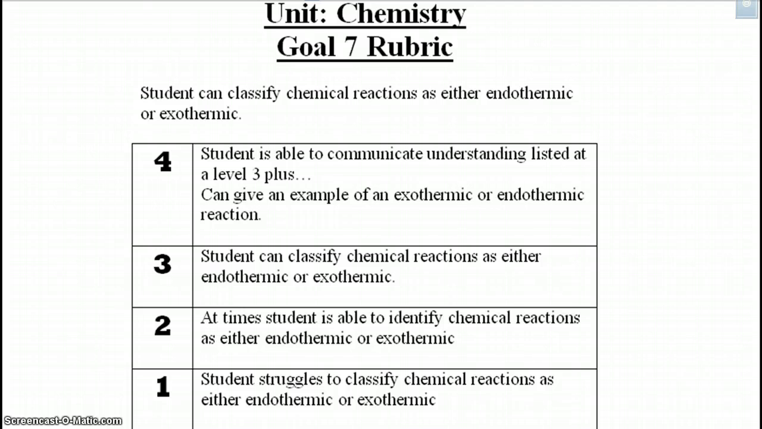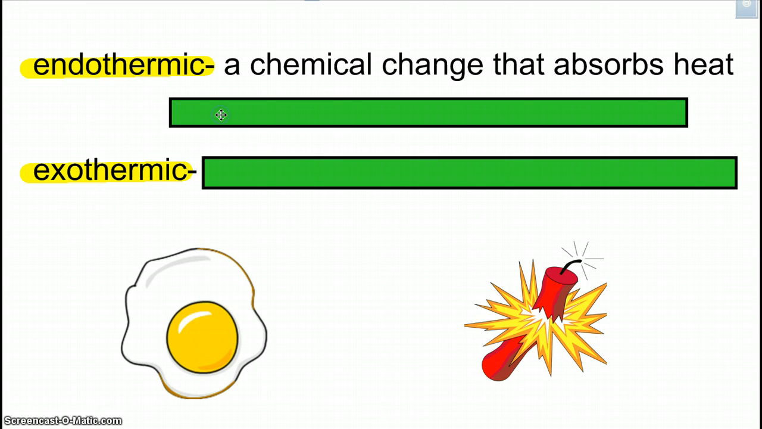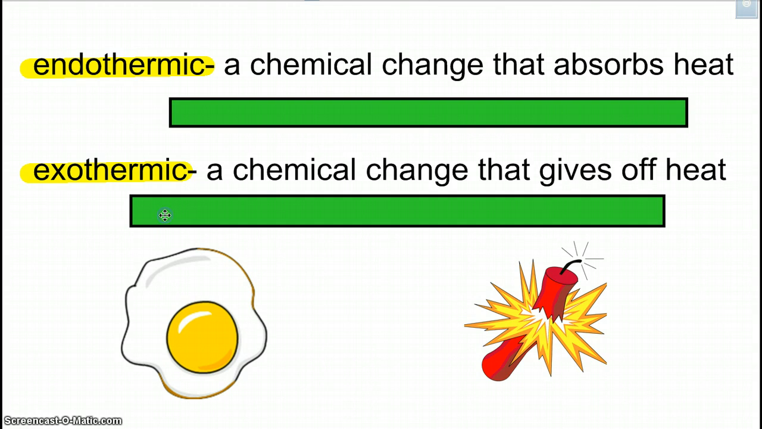Here we go. So what do these words mean? Well, let me tell you. An endothermic reaction is a chemical change that absorbs heat. Heat is going into it. An exothermic reaction is a chemical change that gives off heat. So the change happens and heat is given off. Okay?